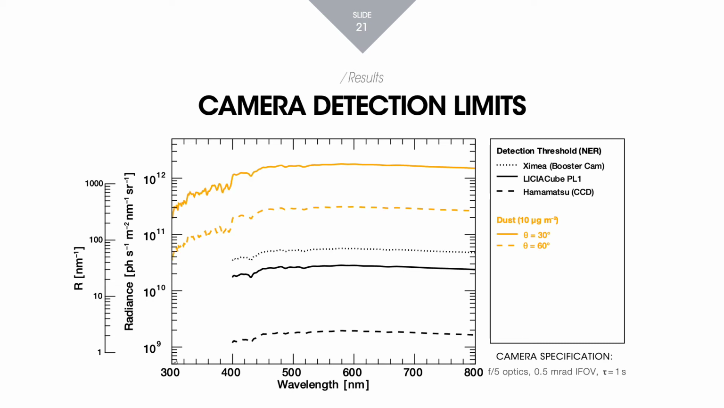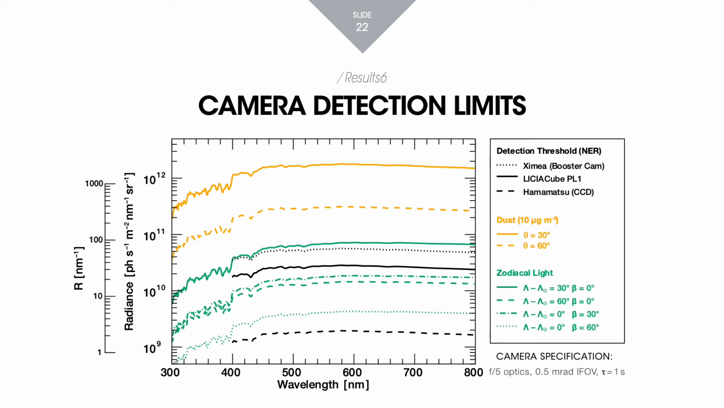Now we add dust radiances from the baseline scenario, irregular dust grains where alpha equals 0.91. Orange traces show spectral intensities from an illuminated dust line of sight of 10 micrograms per meter squared, observed at 2 scattering angles, 30 degrees and 60 degrees, within the camera field of view. The Sun lies at the horizon where theta equals 0.